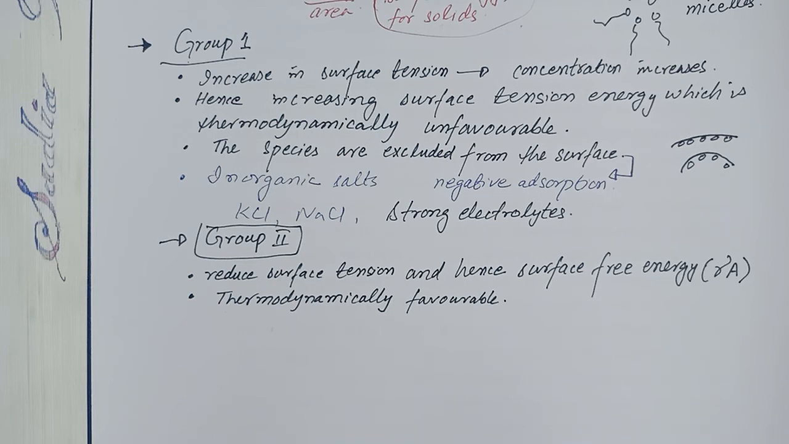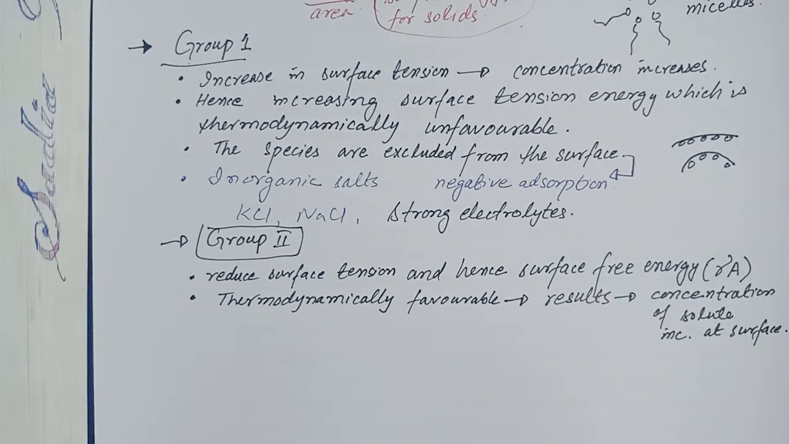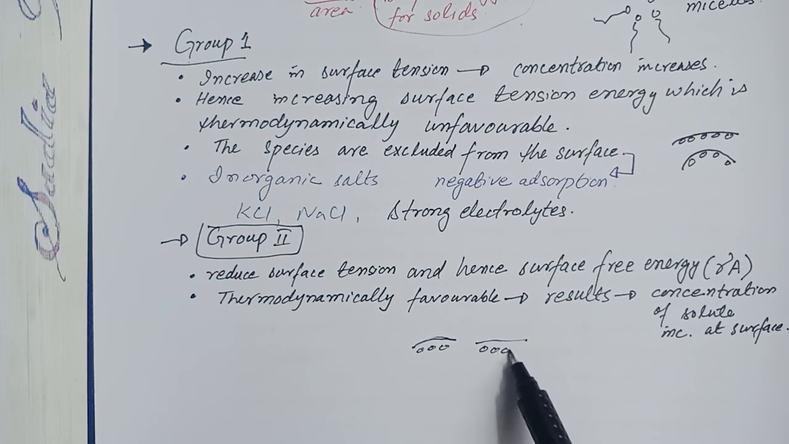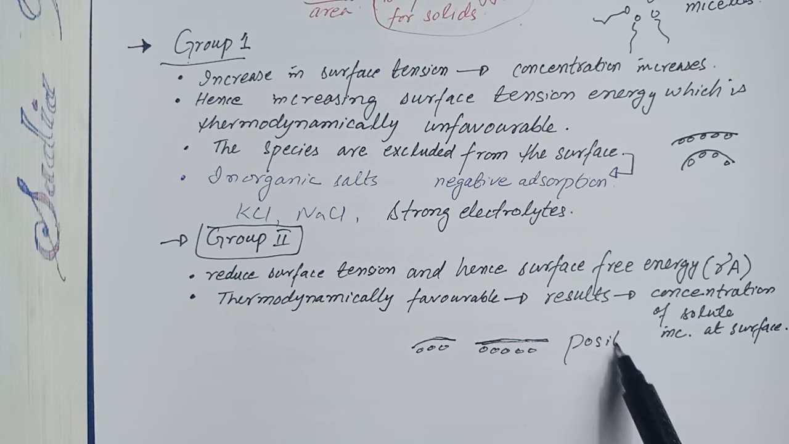So by decreasing the surface free energy, which is thermodynamically favorable, the concentration increases at the surface. So the concentration of solute increases at the surface due to a thermodynamically favorable process. As the number of solute particles, or the concentration of solute, is increasing at the surface, the membrane becomes less stretched. With more solute particles at the surface, it results in a positive adsorption.